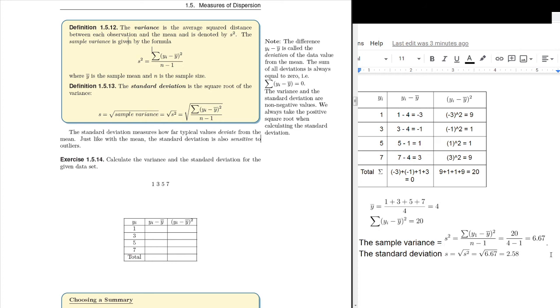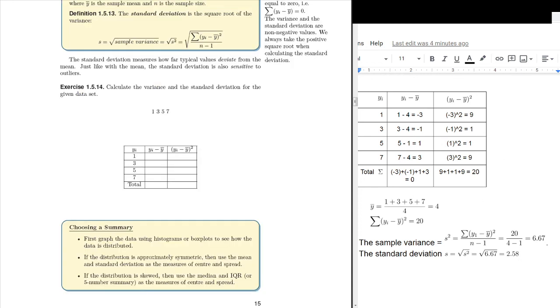Now the calculations for the variance and the standard deviation are quite tedious, and if we had hundreds or thousands of observations, then performing these by hand would be very cumbersome. So these calculations are often left to technology instead.